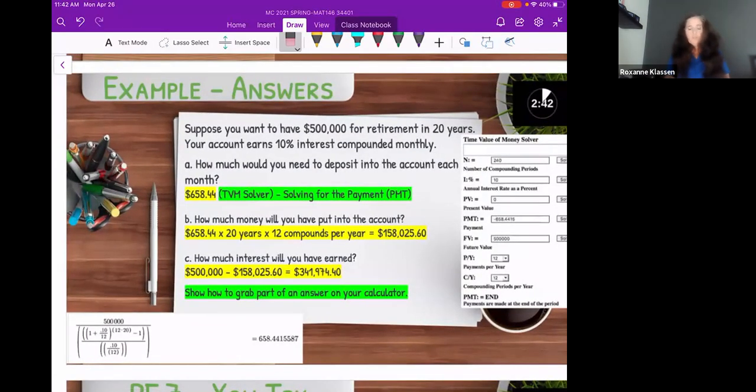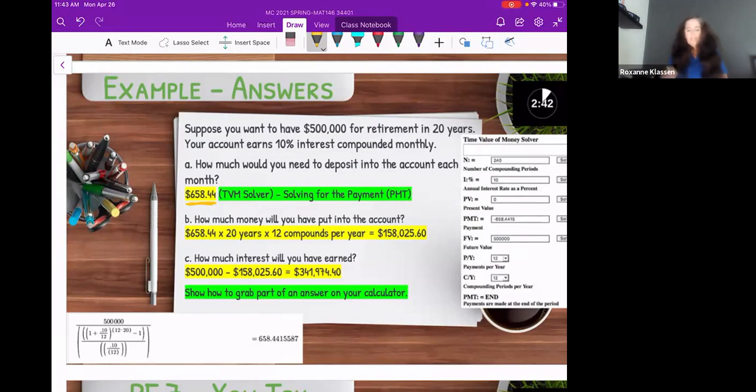Okay, so you should get a payment of $658.44. And then to figure out how much you put in the account, you're going to take that times 20 years times 12 compounds per year. And you've put in $158,025.60, but you got $500,000 in your account. So you earned over twice that in interest, which is really nice, right? You have $341,974.40 in interest.